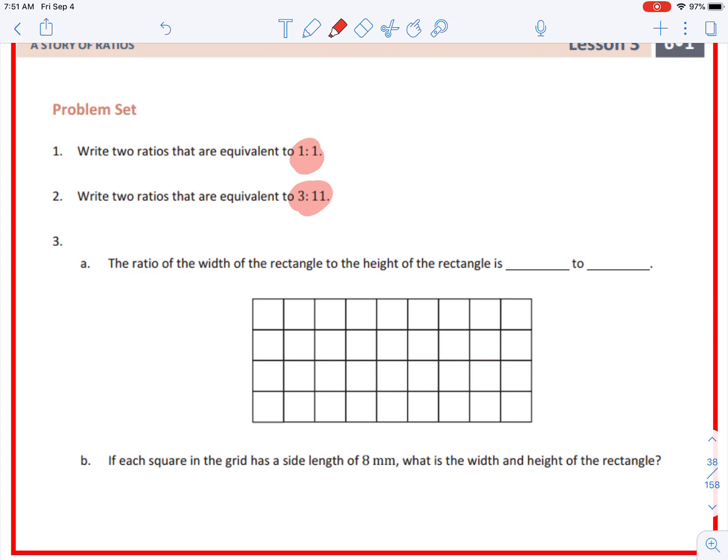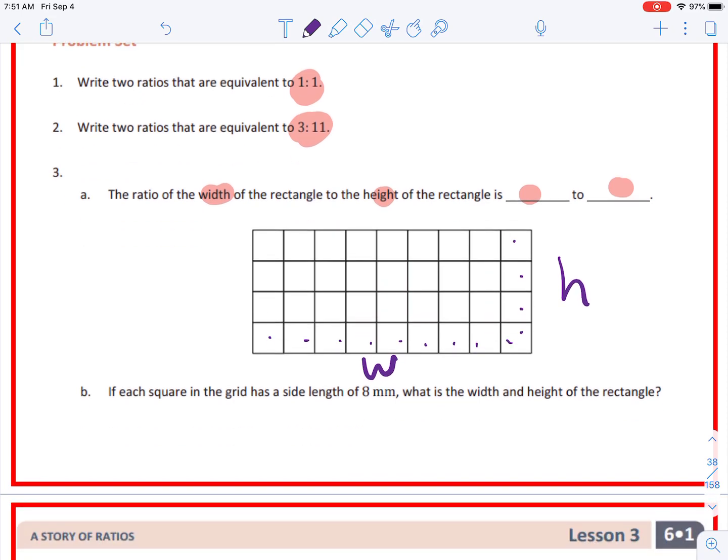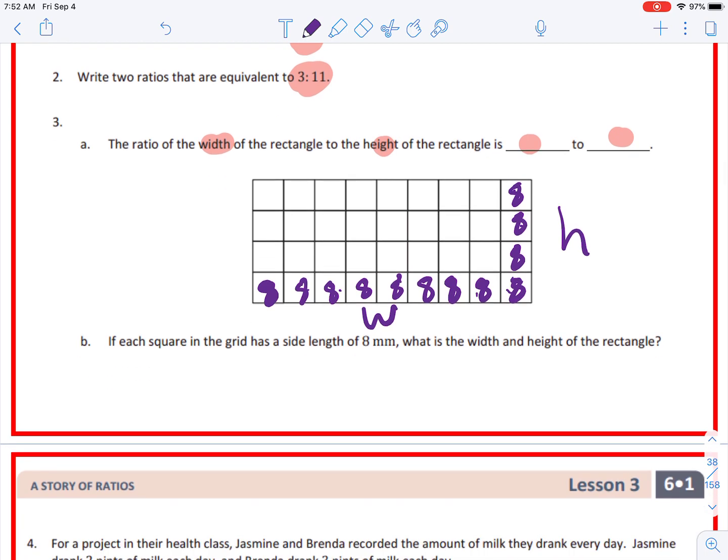The ratio of the width of the rectangle to the height of the rectangle is blank to blank. This is the width, and this is the height. Letter B just tells us if each square in the grid has a length of 8 millimeters, what is the width and the height of the rectangle? So here, like we did on the tape diagrams, we're just plugging in 8 to the width and to the height. And tell me what the new lengths of each width and height are.